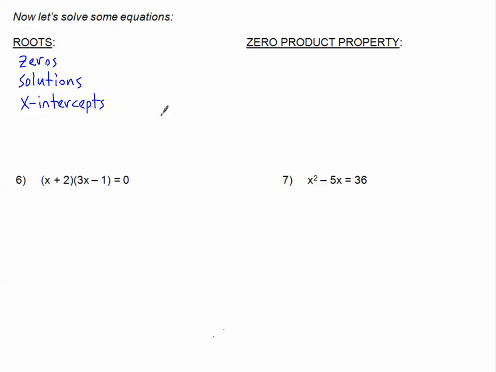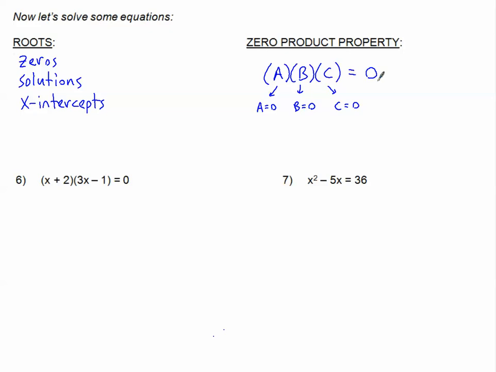Find the solutions. Now, to find our solutions, we're going to be using what's called the zero product property. And that states that if we have multiple things that multiply together to equal zero, here's our zero, here's our product, the property says that each one of these could be equal to zero. If you're multiplying a bunch of different numbers together and the product is equal to zero, then you know one of them has to be equal to zero, or two of them could be equal to zero, or all three of them could be equal to zero.